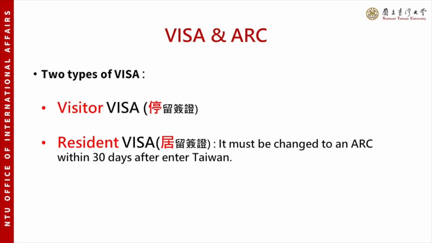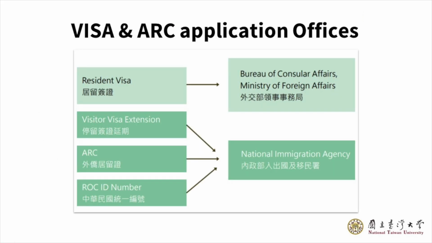Visa and ARC. There are 2 types of visa in Taiwan: visitor visas and resident visas. If the student you are assisting is an exchange student staying in Taiwan for less than 6 months, a visitor visa is sufficient. However, degree students, whether they hold a visitor visa or a resident visa, must apply for an ARC within 30 days of arriving in Taiwan.